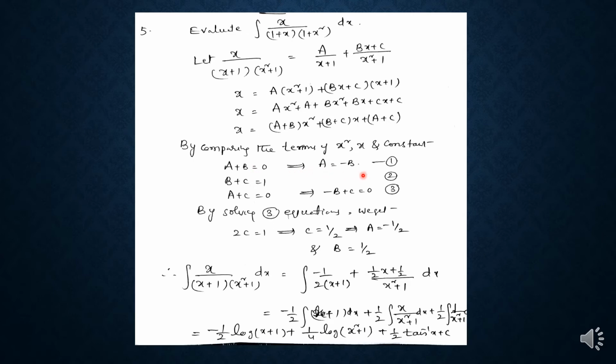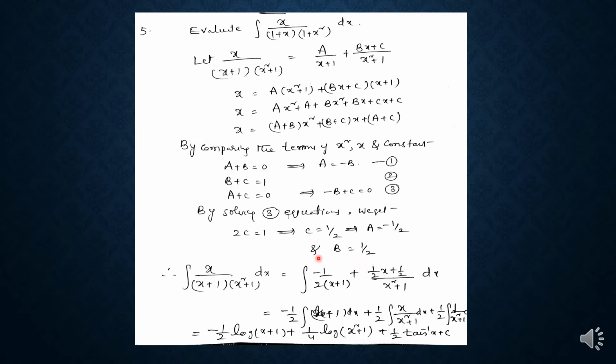By putting a is equal to minus b in the third equation, we will get minus b plus c is equal to 0. By solving equations 2 and 3, we will get 2c is equal to 1, then c is equal to 1 by 2, and a is equal to minus c from the third equation. So a is equal to minus 1 by 2. And from the first equation, a is equal to minus b, or b is equal to minus a, so b is equal to minus of minus 1 by 2, that is equal to 1 by 2.